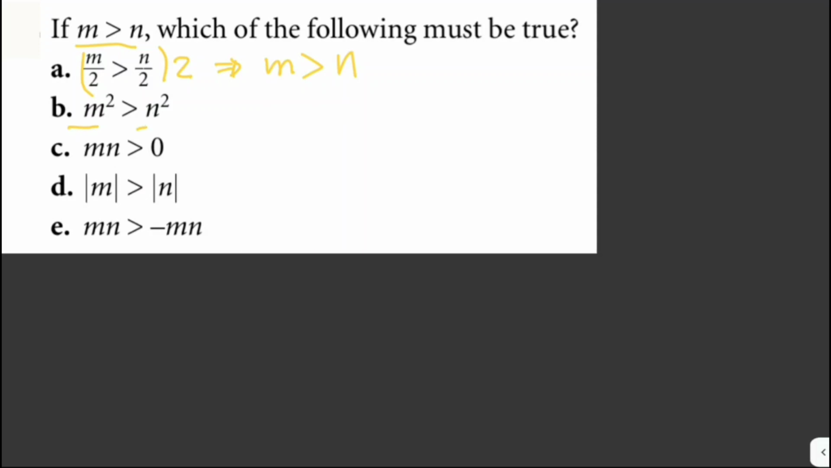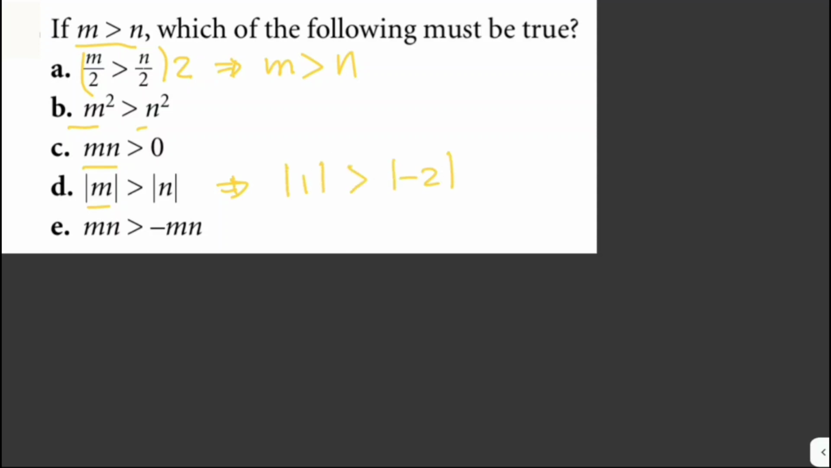positive number, say for example 1, and n is a negative number such as -2. And then for letter C, mn is not greater than 0 when m is positive and n is negative. And then for letter D, the absolute value of m is not greater than the absolute value of n when, say, for example, m is 1 and n is -2.